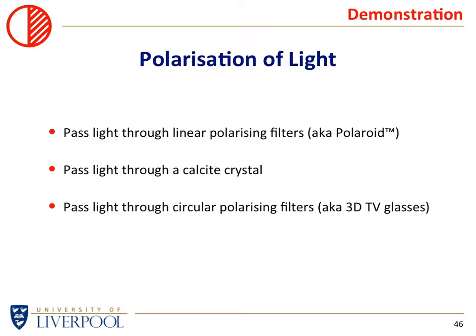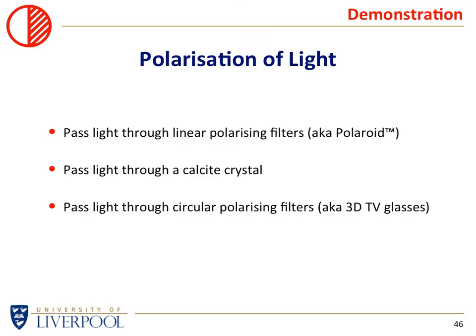Pass light through some polarizing filters, and a polarizing filter is a filter that will only let through light, for instance, that's oscillating up and down. Or a different type of polarizer will only let through light that is oscillating side to side. That's what we mean by a polarizing filter. And then I'm going to show you, and invite you to come and have a look later, what happens when we pass light through a calcite crystal and then through 3D glasses.